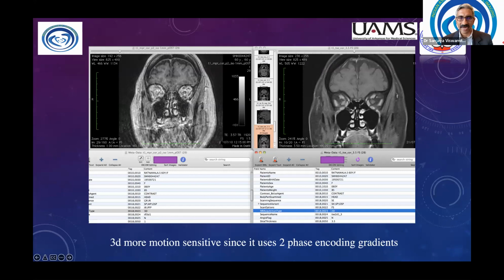It was done at exactly the same time on the same date, just minutes apart from each other. But because this has a second phase encoding gradient, you see much more motion artifact on the image on the left as compared to the image on the right.